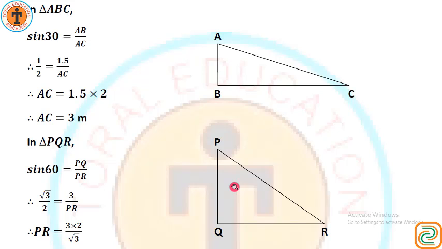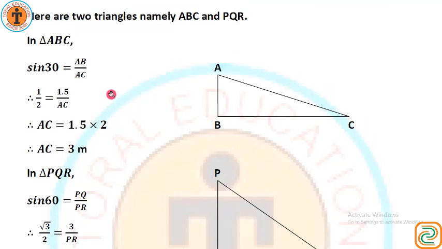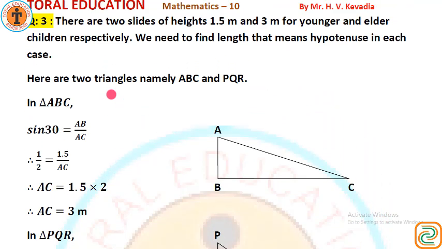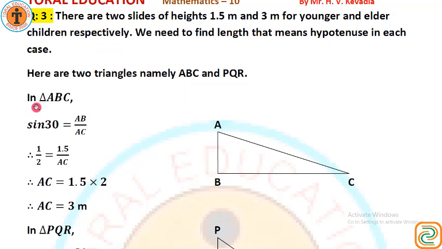What should be the length of the slide in each case? So we will find out AC and PR. So what is given here? Look at this. We have written all this. Now in triangle ABC, we are given the height, the opposite side. We will find AC.